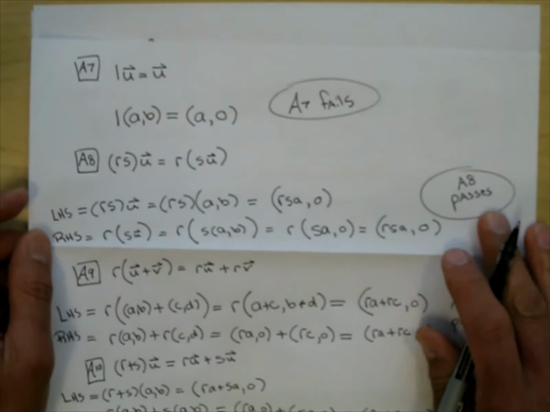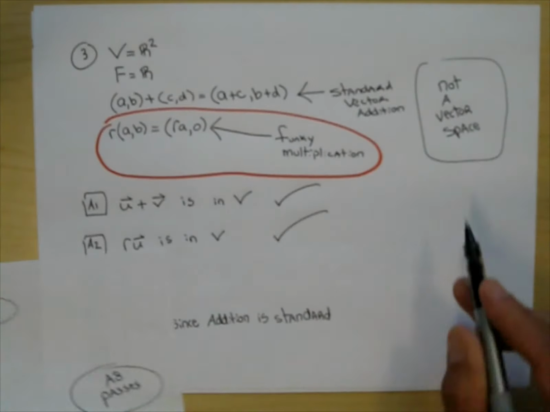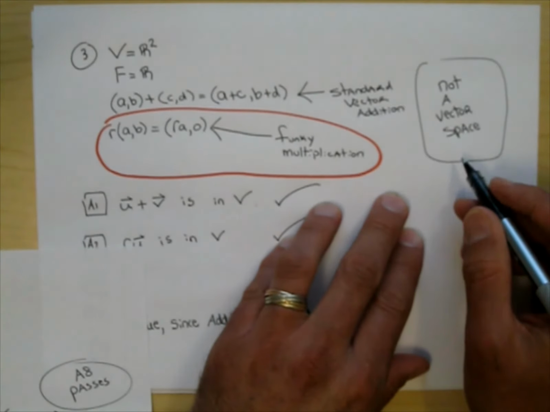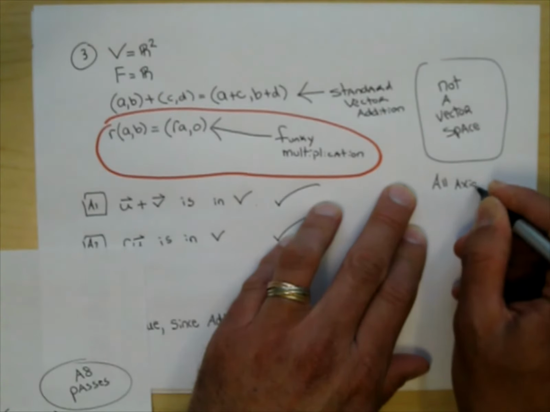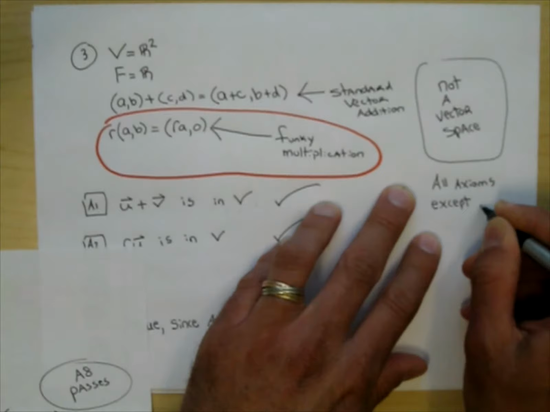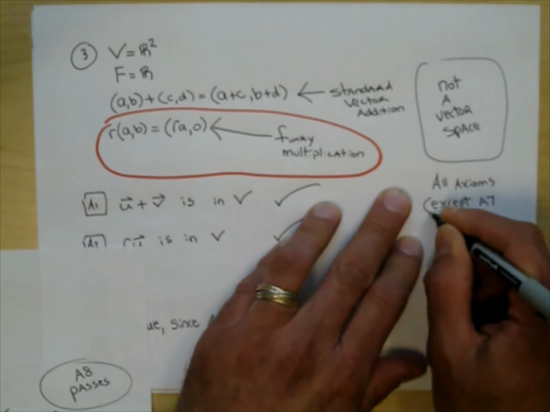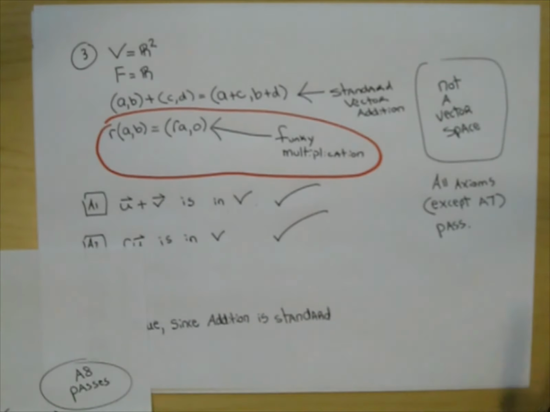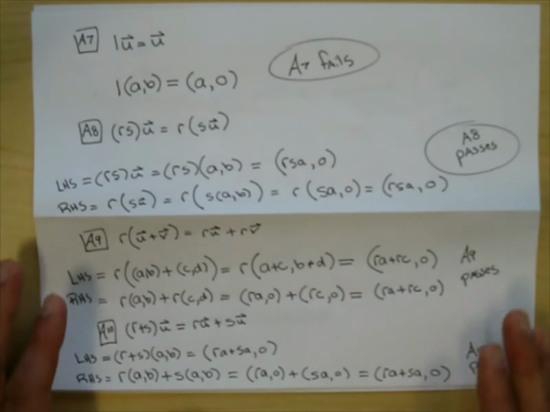So we've done a lot of work here, and I didn't even show the work on here because addition is standard. I'd be wasting my time, but it would look similar to this. But this is not a vector space, and we can note here that all axioms except A7 pass. Wow, so just one of the 10 axioms not passing can ruin a vector space.